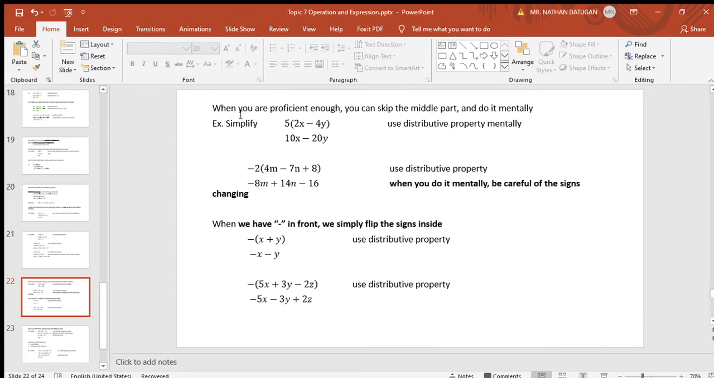So here's an example. We have 2x minus 4y, everything multiplied by 5. Now, we're going to distribute 5 to 2x, and if you multiply 5 and 2, you'll get 10, and the variable stays the same. Now 5 times 4y will be 20y. Again, it has to be both negatives. Sometimes people get confused in this part, because sometimes you're multiplying by a negative. So if you're still not good at doing this, don't skip the middle part.